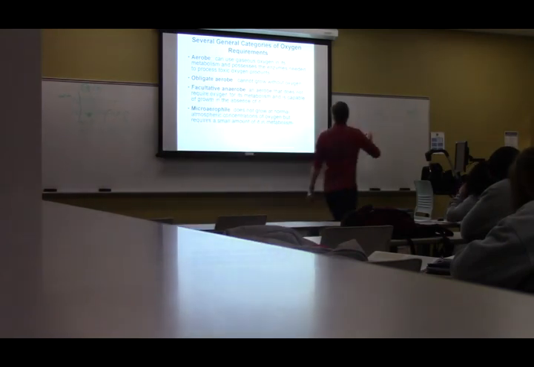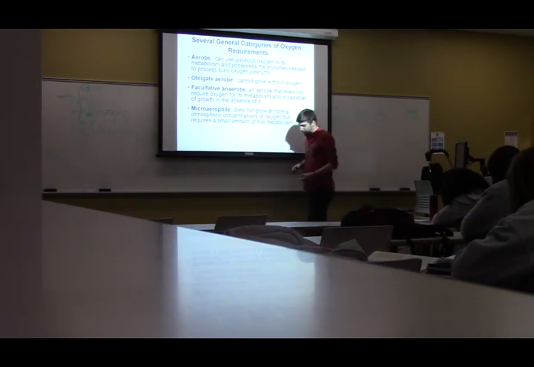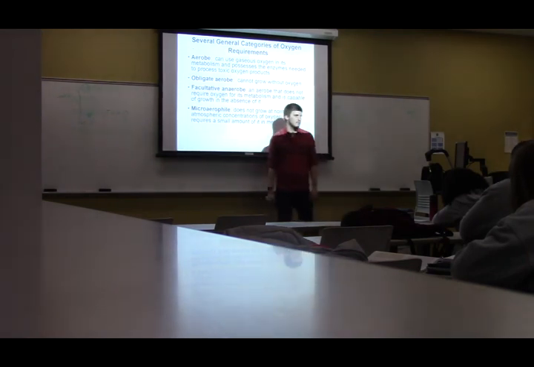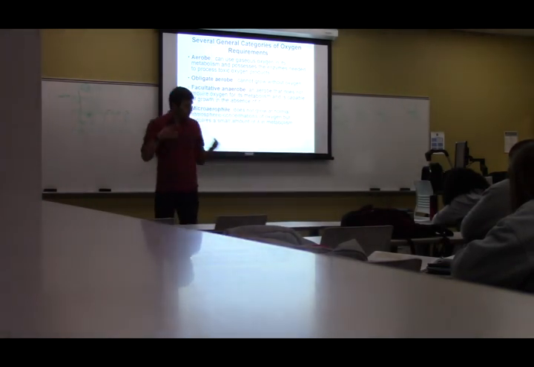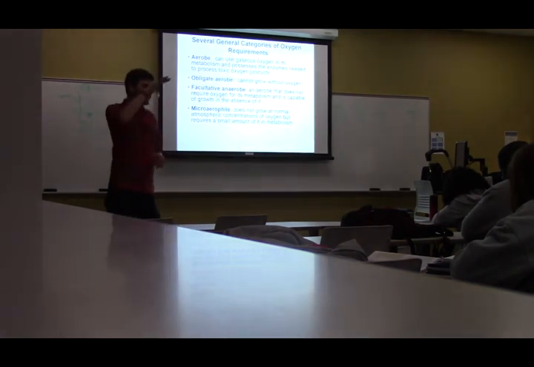Next, we have microaerophiles. Microaerophiles need oxygen, but they need less oxygen than the aerobes. So this is less oxygen, so less than the 20% that we see in the atmosphere. So these guys usually live in water. And they live far enough below the surface where there's less dissolved oxygen.